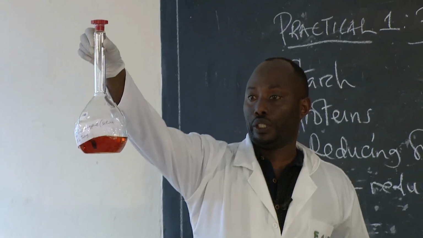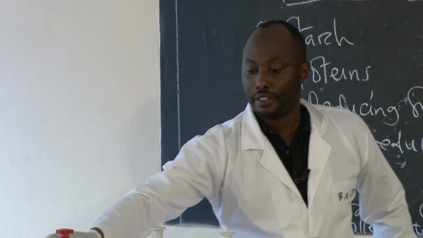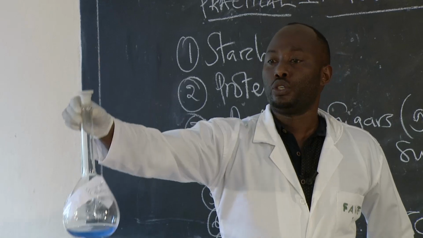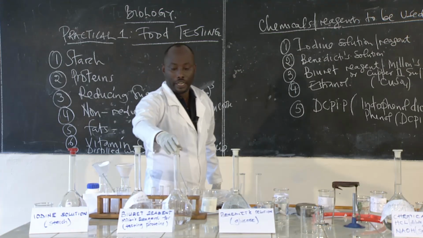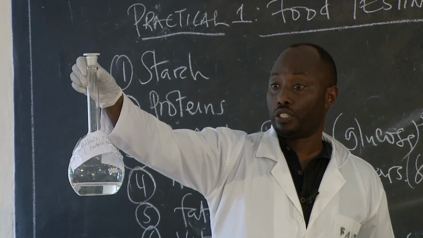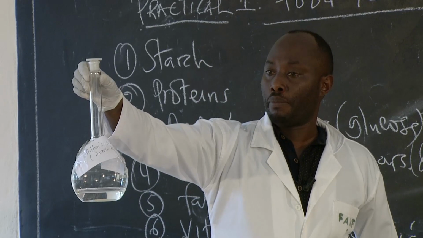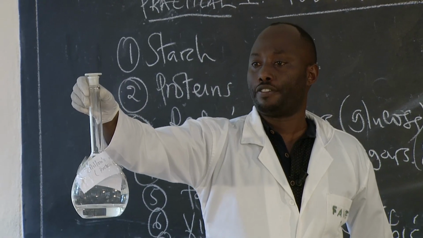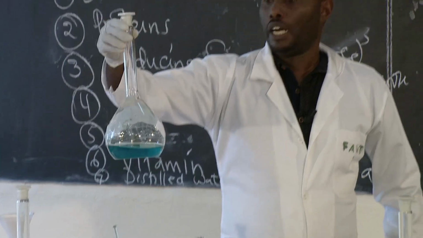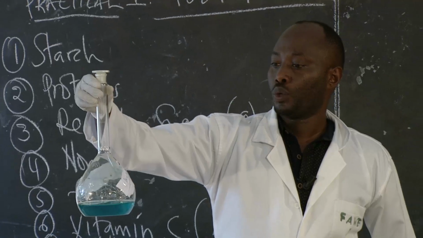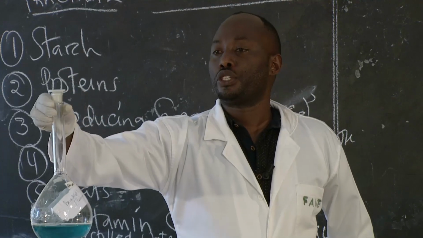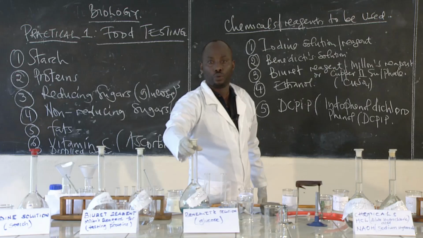I have iodine solution. I have solution 2, which is Biuret reagent, used for testing of proteins. In testing of proteins, you can also use Millon's reagent. Also, remember, we can also use copper II sulfate to test the presence of proteins. I have chemical 4, which is Benedict's solution, for testing of reducing sugars.